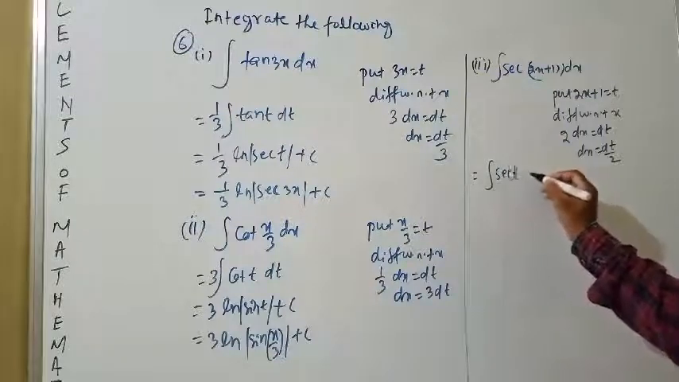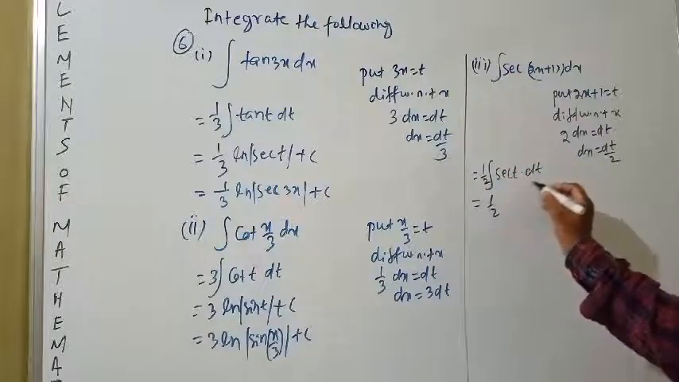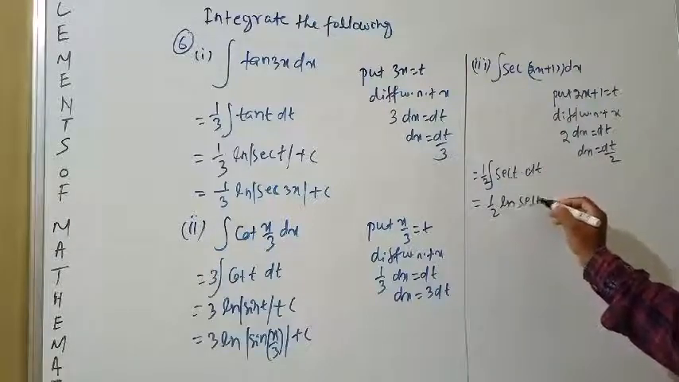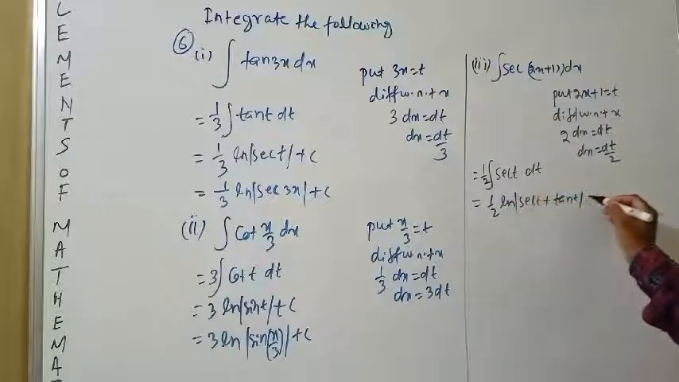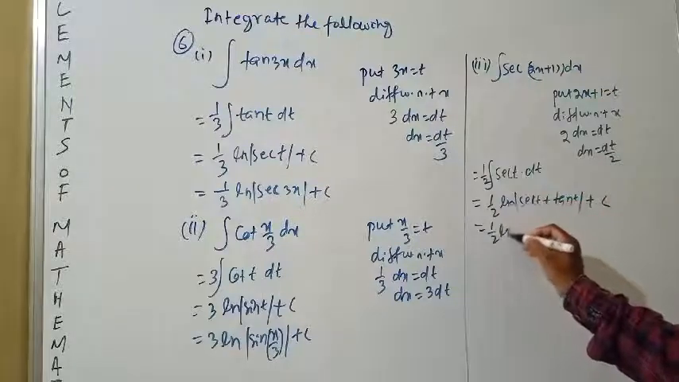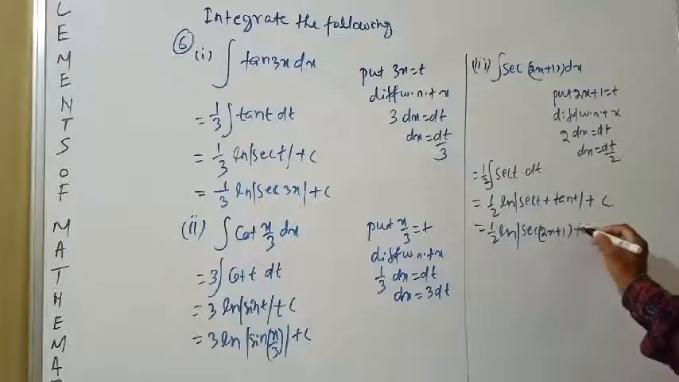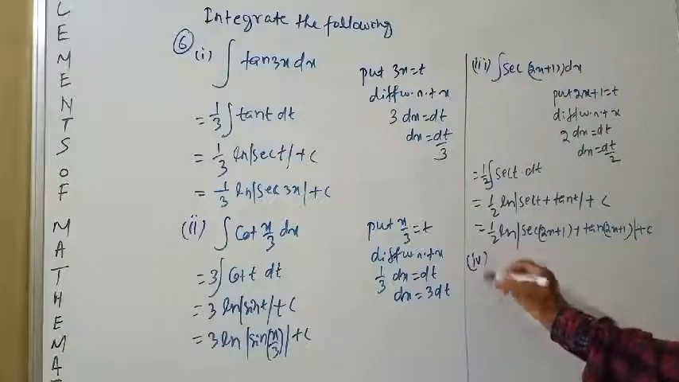Is equal to integration of sec t, dx is equal to dt by 2, dt. I can write 1 by 2 outside. Okay, integration of sec t dt, integration of sec t is equal to ln sec t plus tan t plus c, is equal to half ln sec t, where t is equal to how much? 2x plus 1, plus tan 2x plus 1, plus c. Okay, you see question number 4.